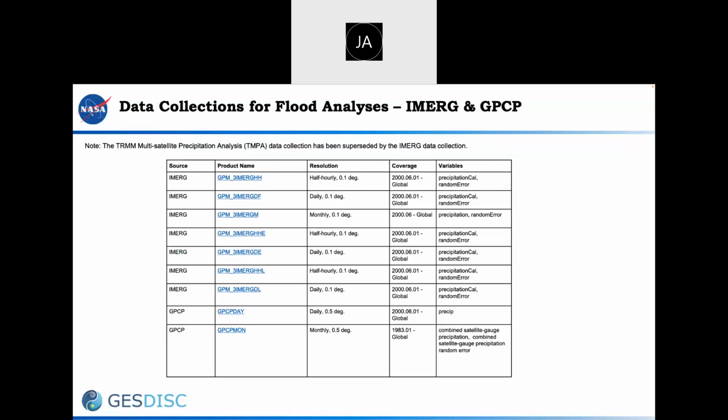Finally, this is IMERG and GPCP. It's a lot simpler in terms of variables because these are precipitation data sets. Okay, and GPCP is Global Precipitation Climatology Product, so it provides more of a climatological look at the data, both from satellites and rain gauges. So it's a very comprehensive set that goes back to 1980.